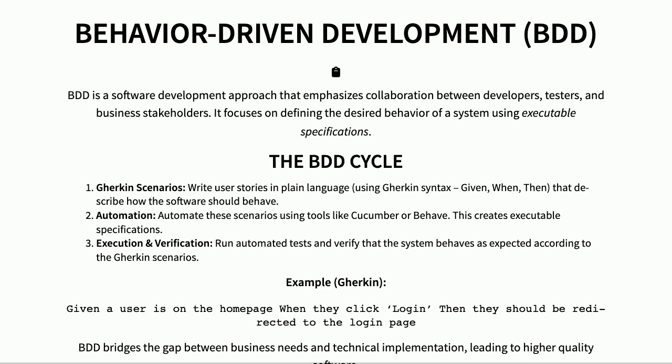Next, we automate these scenarios to create something that can be executed as tests. And finally, we run those automated tests and make sure everything behaves according to our specifications. It's a really powerful way to build quality software.